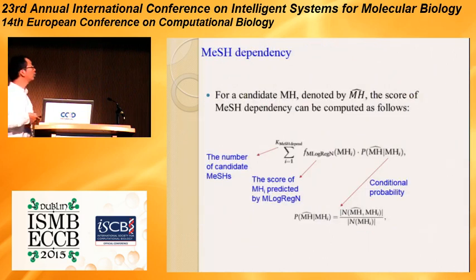And we also consider the MeSH dependence in our model. The basic idea is we calculate the statistics, the conditional probability between MeSH heading pairs from the whole MEDLINE, and then we use the weighted sum to get the score for the candidate MeSH heading. And this score comes from the global classifier, and this is the conditional probability, and this is the weighted sum.